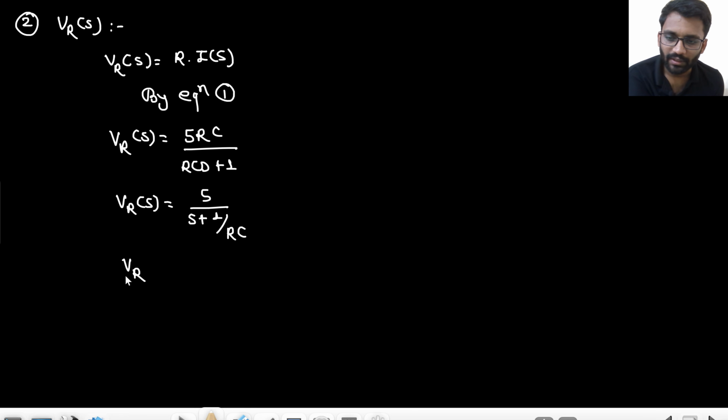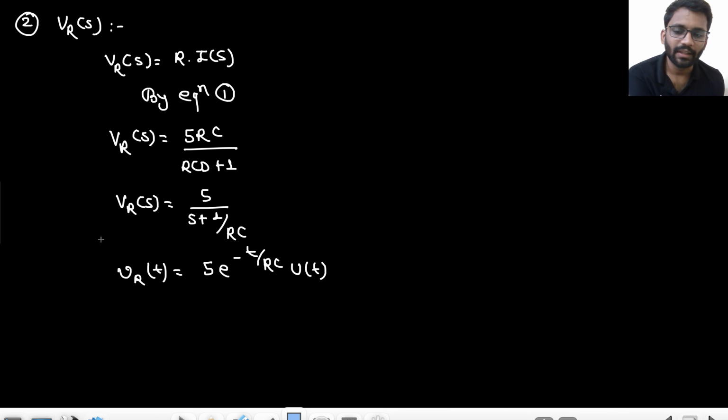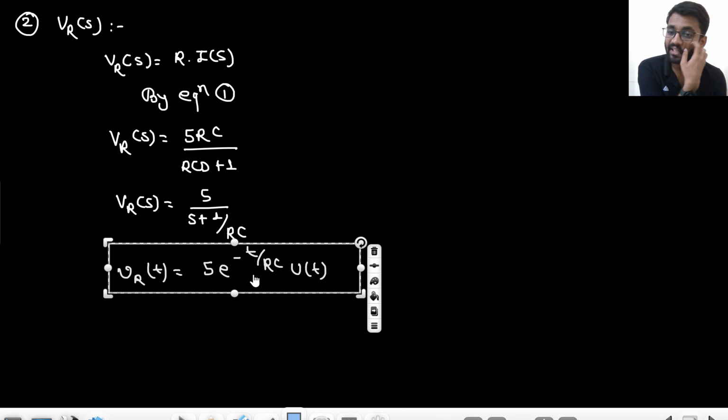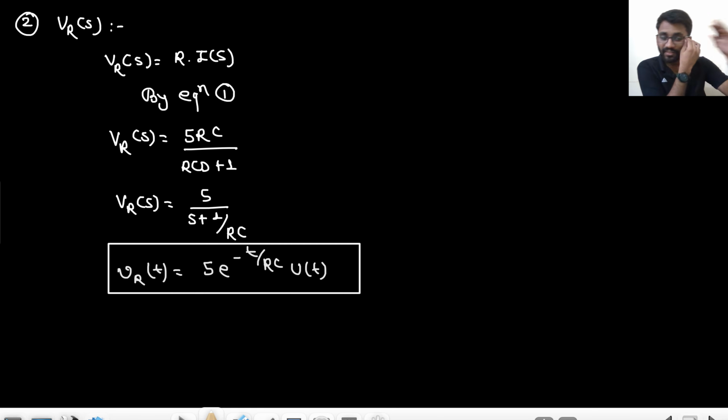So your VR(t), small vR(t) I should write, would be 5 into e to the power minus t by RC u(t). And this is what we got with the time domain analysis. Initially the complete voltage will come across the resistance, and finally the complete voltage will come across the capacitor. So initially VR value is 5 volt and finally it will be 0. So 5 into e to the power minus t upon tau, and tau value is RC. This is what we did in the time domain analysis. So same expression we are getting.